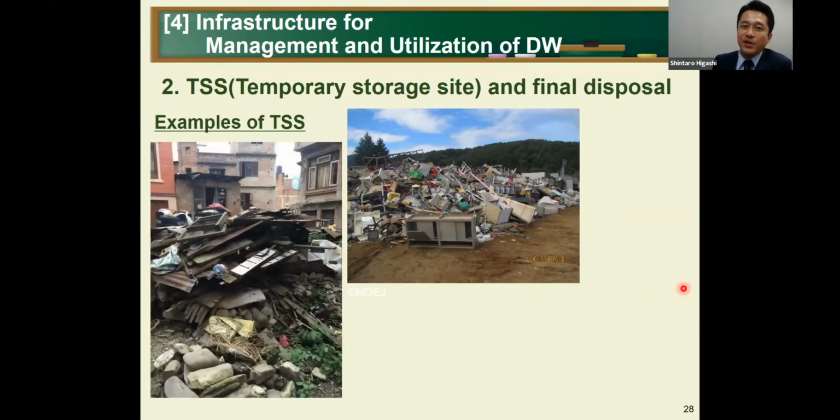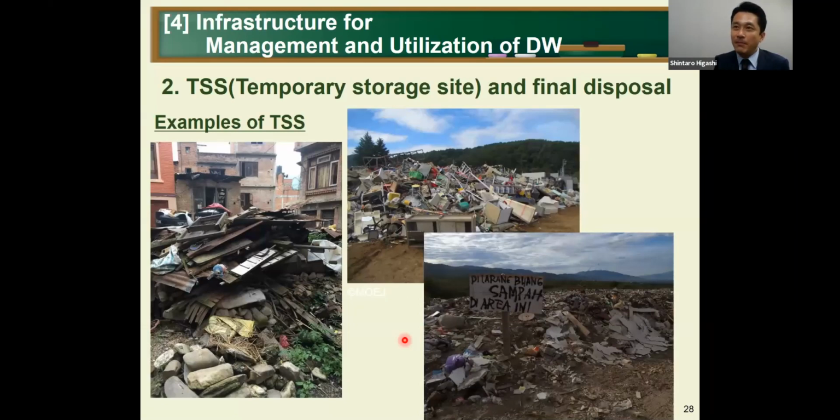Next one is a picture of Nepal. They sorted metal and woods to utilize in future. I feel like if suppose another earthquake happens, then such kind of a TSS might be collapsed, isn't it? Yes, and we can appreciate their efforts to try to recycle such disaster waste. But as you say, this site is very near to the houses, and maybe we should consider an alternative for the TSS.